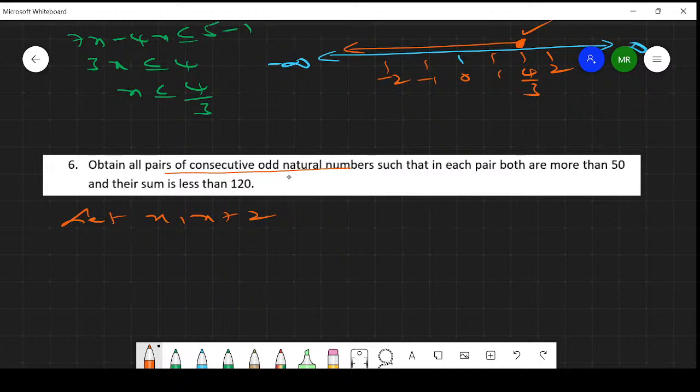Because for consecutive odd natural numbers, for example, you take 1 and 3, the difference will be 2. 3 and 5, the difference will be 2. When they are talking about consecutive odd natural numbers, the difference will be 2. x comma x plus 2 be the 2 consecutive odd natural numbers.